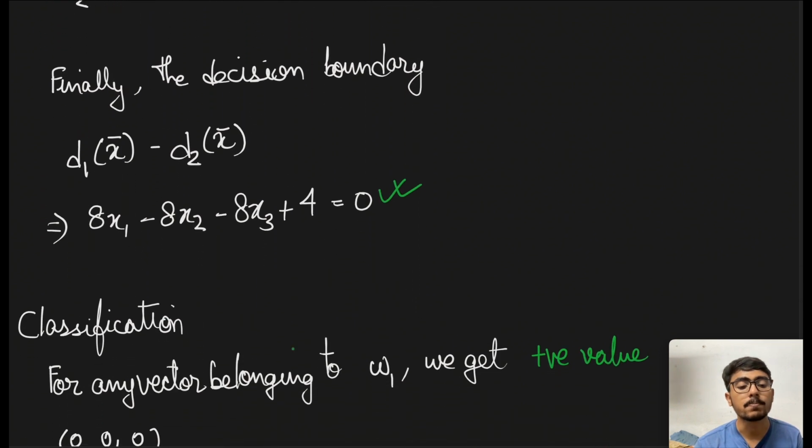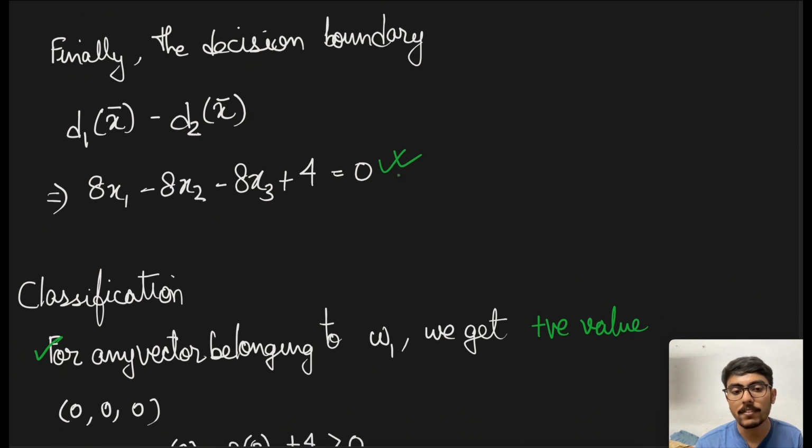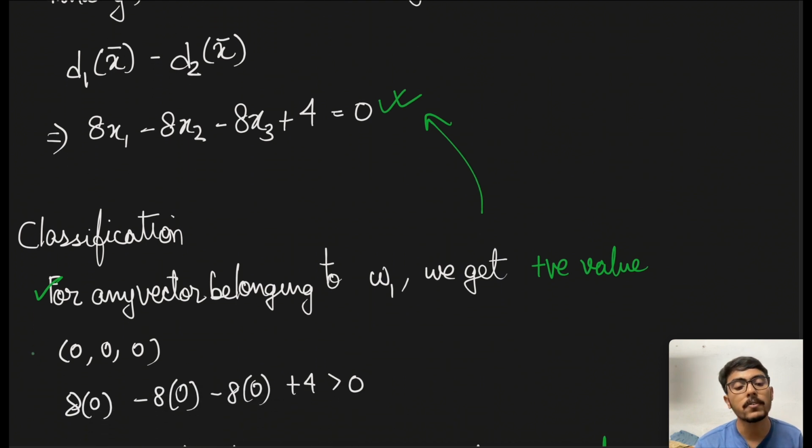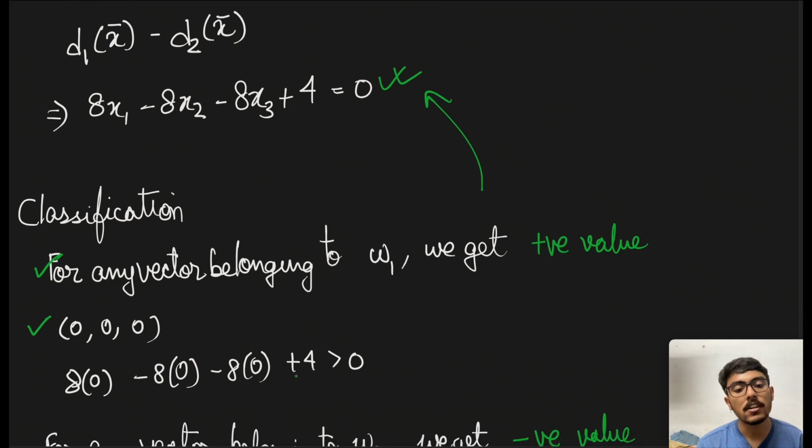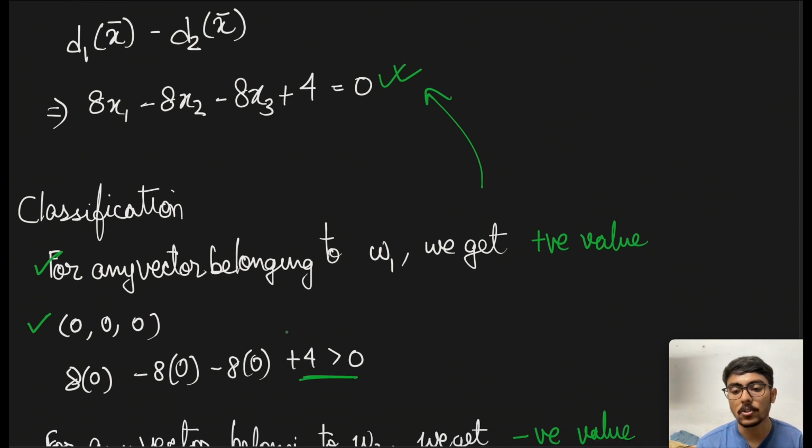So classification: for any vector belonging to omega 1, we get a positive value for this equation, right? The equation will give a positive value. Suppose for example we take 0 comma 0 comma 0. If we just put it into the equation, we get +4, which is greater than 0. So like this, all the values that fall on the side of class omega 1 will have a positive value in the equation.